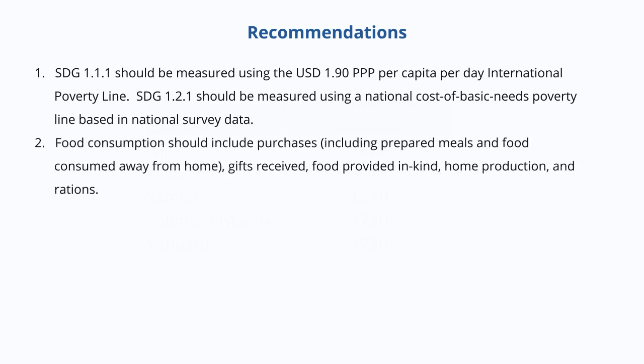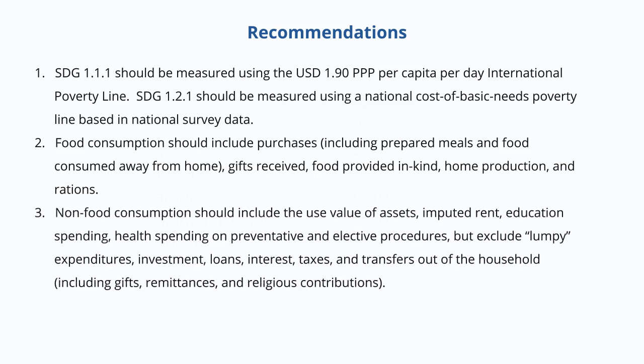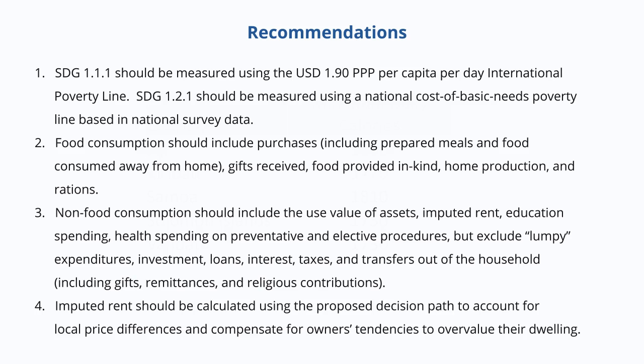Food consumption should include purchases, including prepared meals and food consumed away from home, gifts received, food provided in kind, home production, and rations. Non-food consumption should include the use value of assets, imputed rent, education spending, health spending on preventative and elective procedures, but exclude lumpy expenditures, investment, loans, interest, taxes, transfers out of the household, including gifts, remittances, and religious contributions. Imputed rent should be calculated using the proposed decision path to account for local price differences and compensate for owners' tendency to overvalue their dwelling.